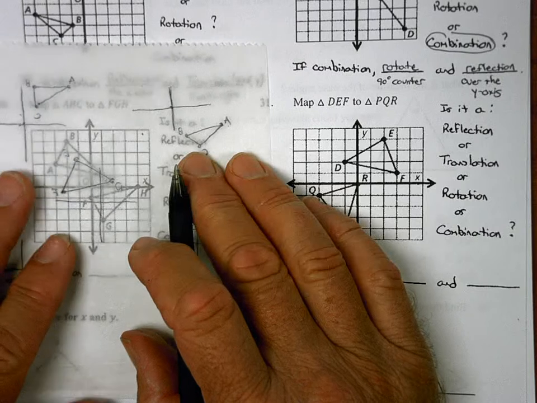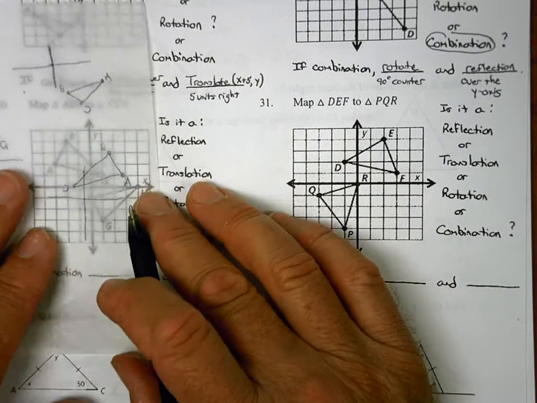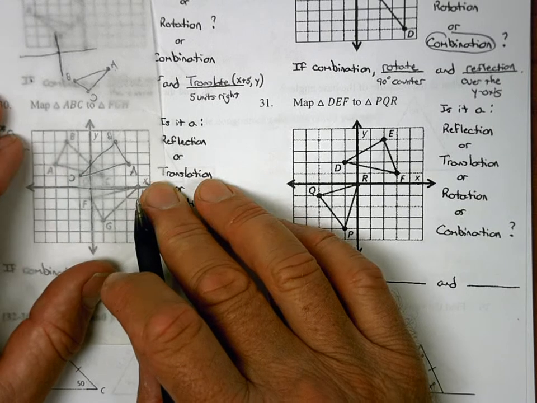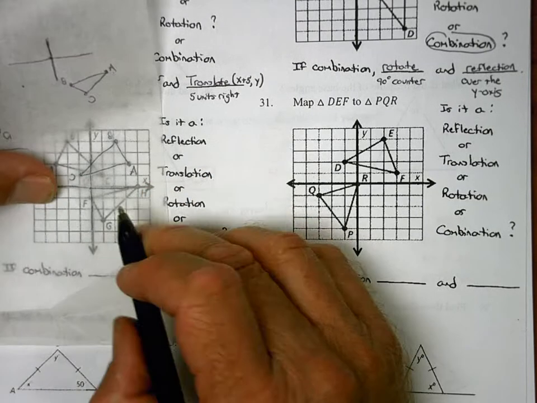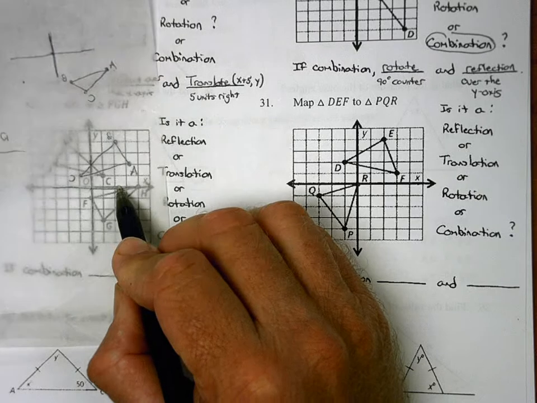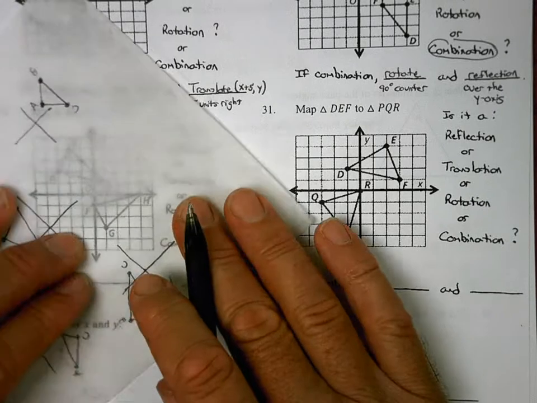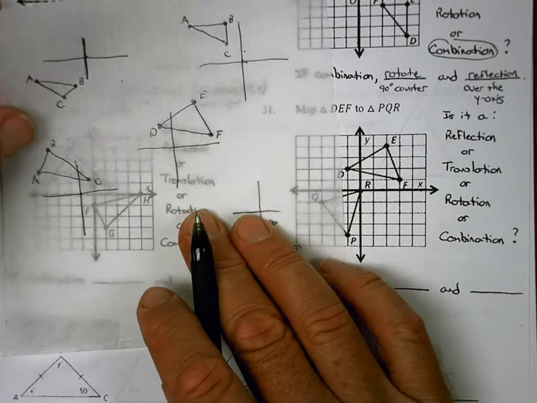And when I reflect it over the y-axis, it looks like that. Okay? And I don't know if that's really going to help me, but let's see. If I reflect it now over the x-axis, then it's going to look like that. So a reflection isn't necessarily going to work either.